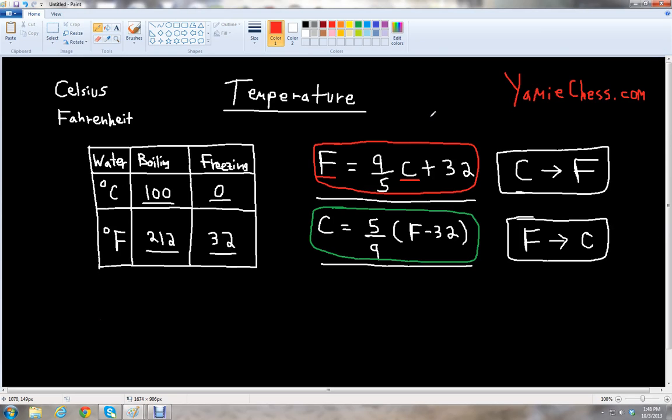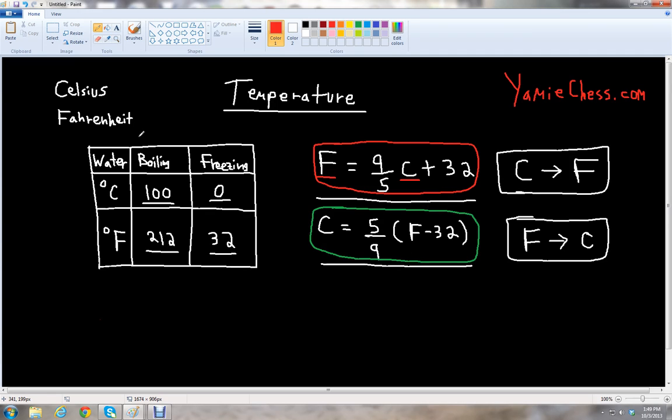Yamie Chess is the math learning aid based on classic chess that helps students in math and science education for school. In this lesson, we will learn about temperature and the two important scales that are used to measure temperature. Recall that temperature is the degree of how hot or cold an object or an environment is. And the device that is used to measure temperature is called a thermometer.